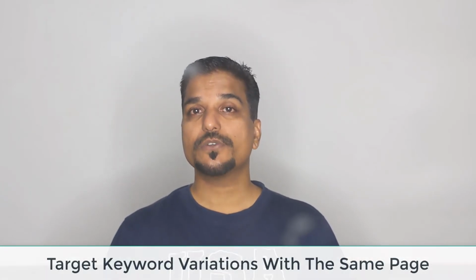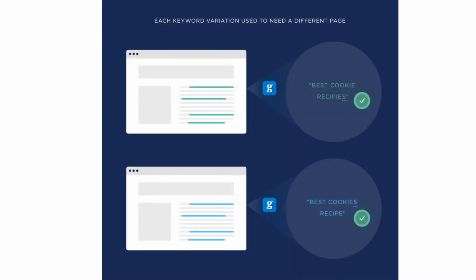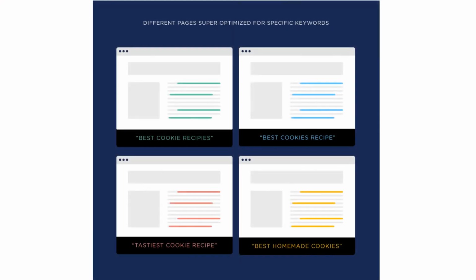Target keyword variations with the same page. When I first got into SEO, people used to create a different page for every variation of a keyword. For example, you would create one page optimized around best cookie recipes and another optimized for best cookies recipe. The idea was to create a page that was super optimized around the specific keyword and repeat that process for every different variation of that term. This worked well for a while.